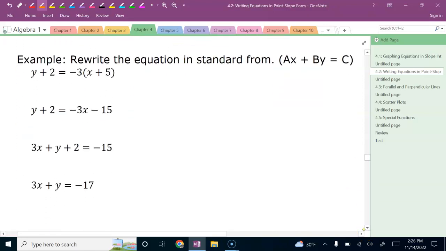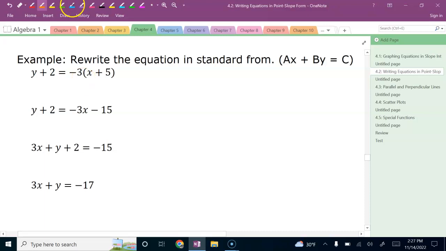The last example we have here is they're giving us an equation in point slope form and they want us to rewrite it in standard form. Standard form was another way that we talked about writing lines back in chapter 3. This is when you have your x and your y on the left hand side and then equals your c, which would just be the number in the equation. So we're getting the variables over to the left side and our plain numbers over onto the right side.